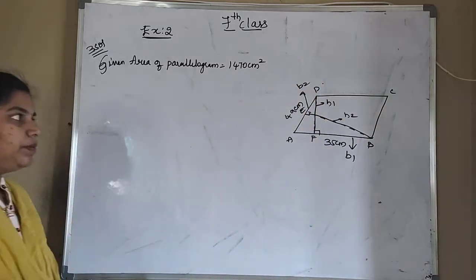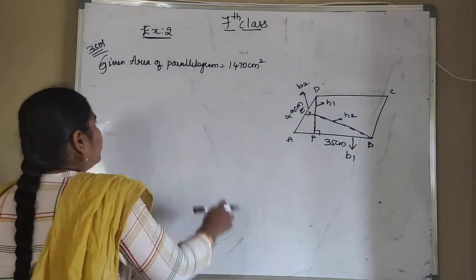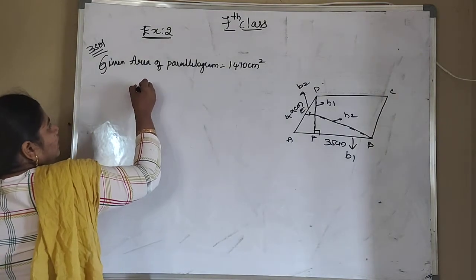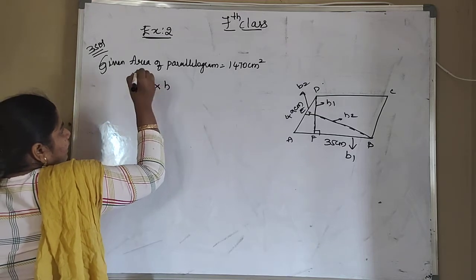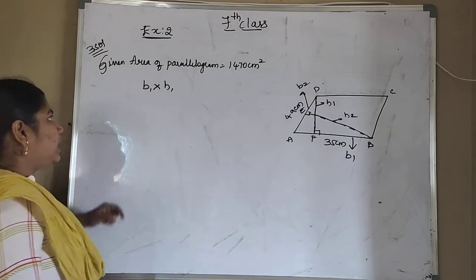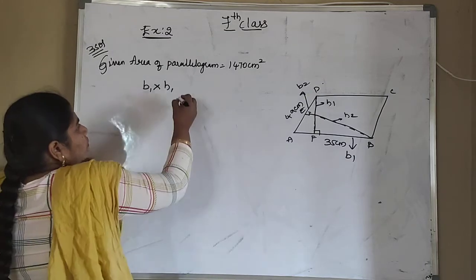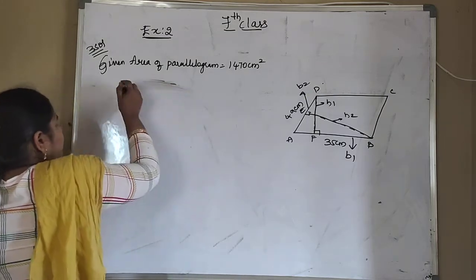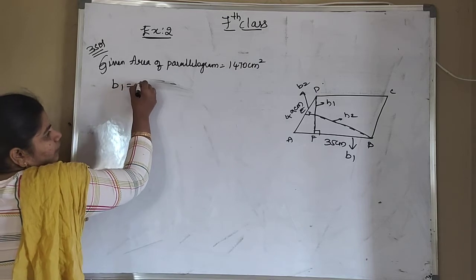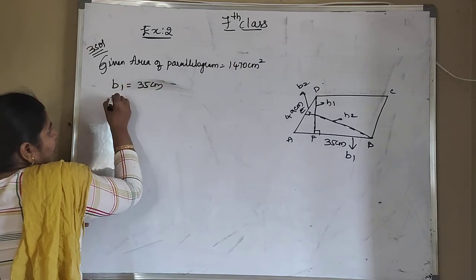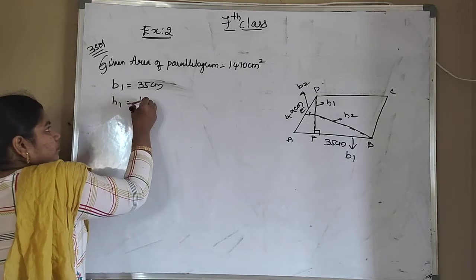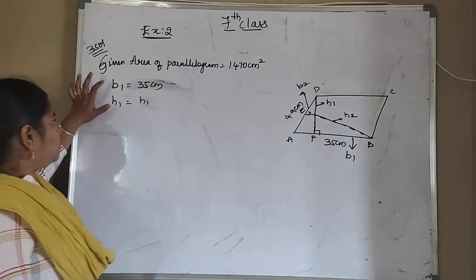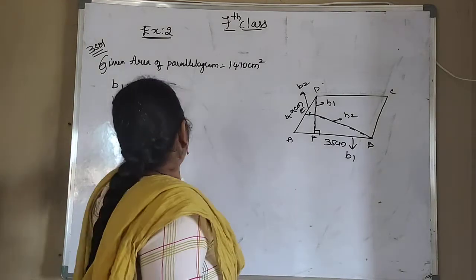Okay, so first I am using height 1 and base 1. So what is the area of a parallelogram formula? That is base into height. So area of a parallelogram is base into height. So you write the details first. Base 1 they have given as 35 centimeters and height 1 we have to find. So I am taking it as H1 only. Okay, now by using these two we have to find the height value.